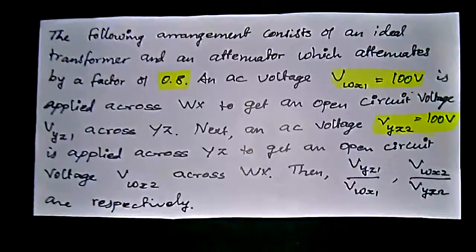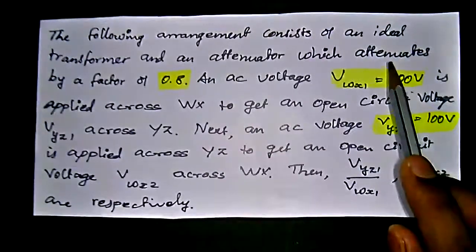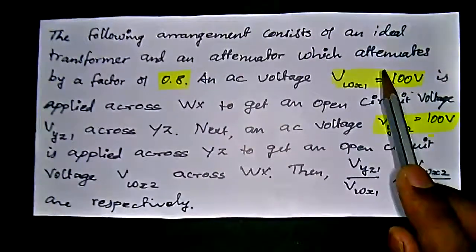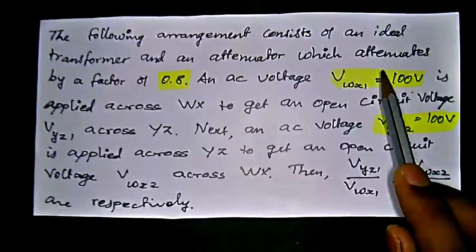Hi, now we are going to see a problem on transformers, the transformer functions and the ideal transformer. Here they use the ideal transformer, and we have to retrieve information from our brain about transformers. So the problem says that the following arrangement consists of an ideal transformer. We have to go over the theories we know, and get ready to apply those theories to this problem.